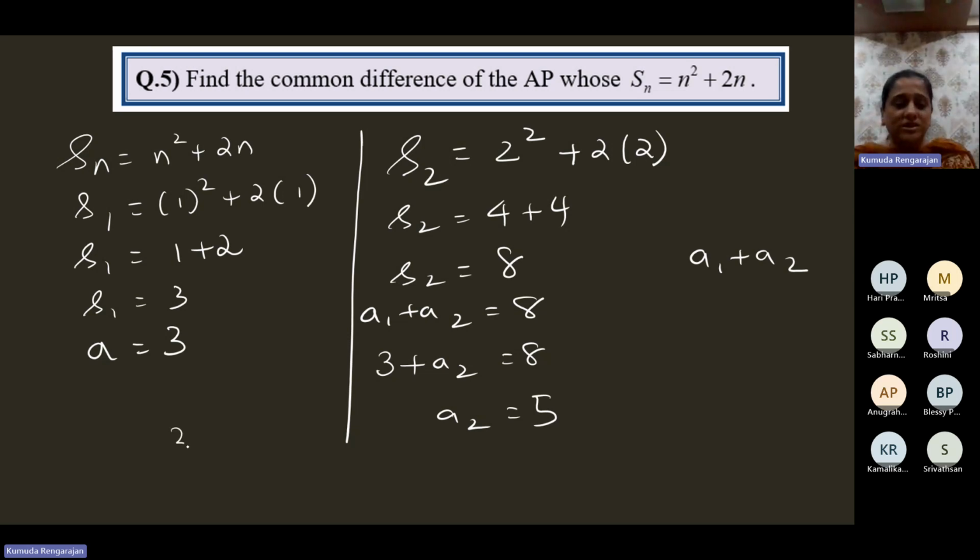What's the first term? 3. What's the second term? 5. So then what's the common difference? Second term minus the first term. 5 minus 3, 2 is the common difference.